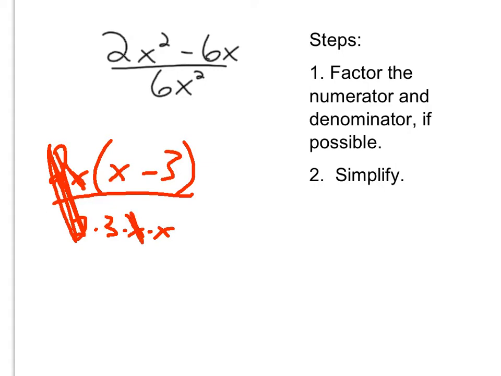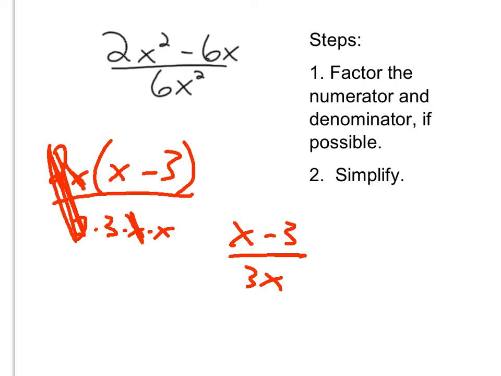Well, now this is a factor that's left over. I have an x minus 3 as a factor on top, but no x minus 3 on bottom. So now I'm done simplifying. I've got x minus 3 over 3x.